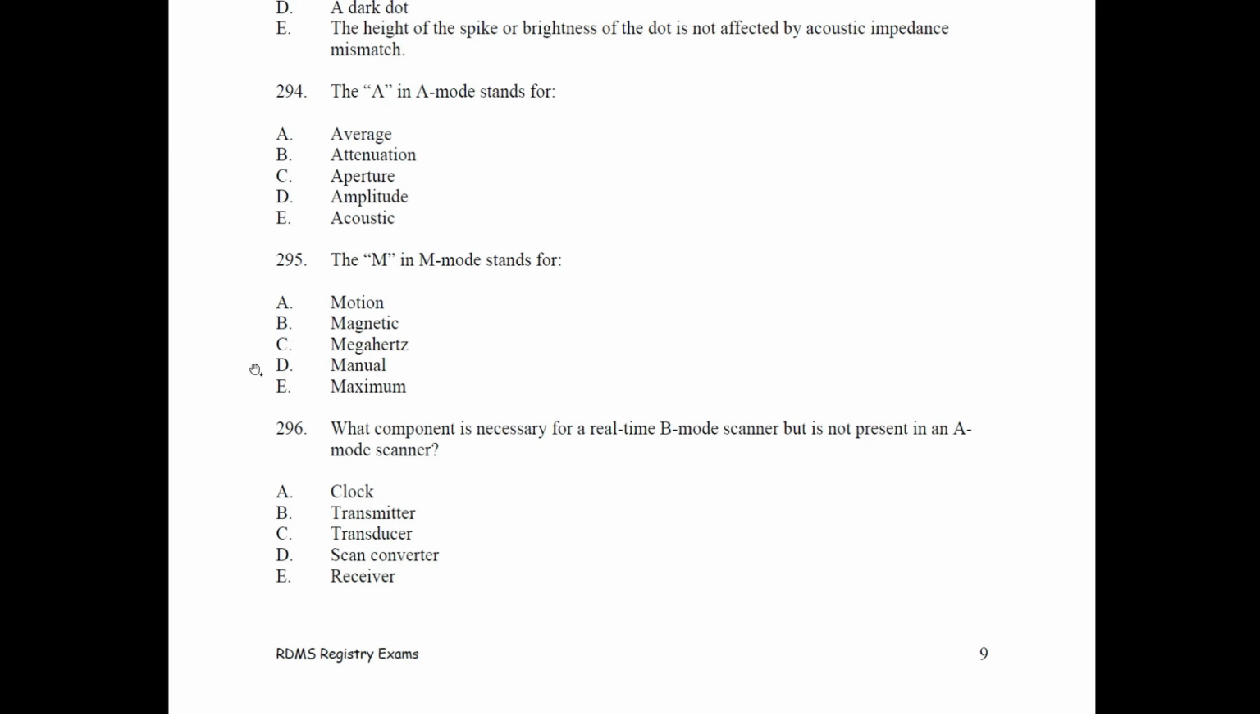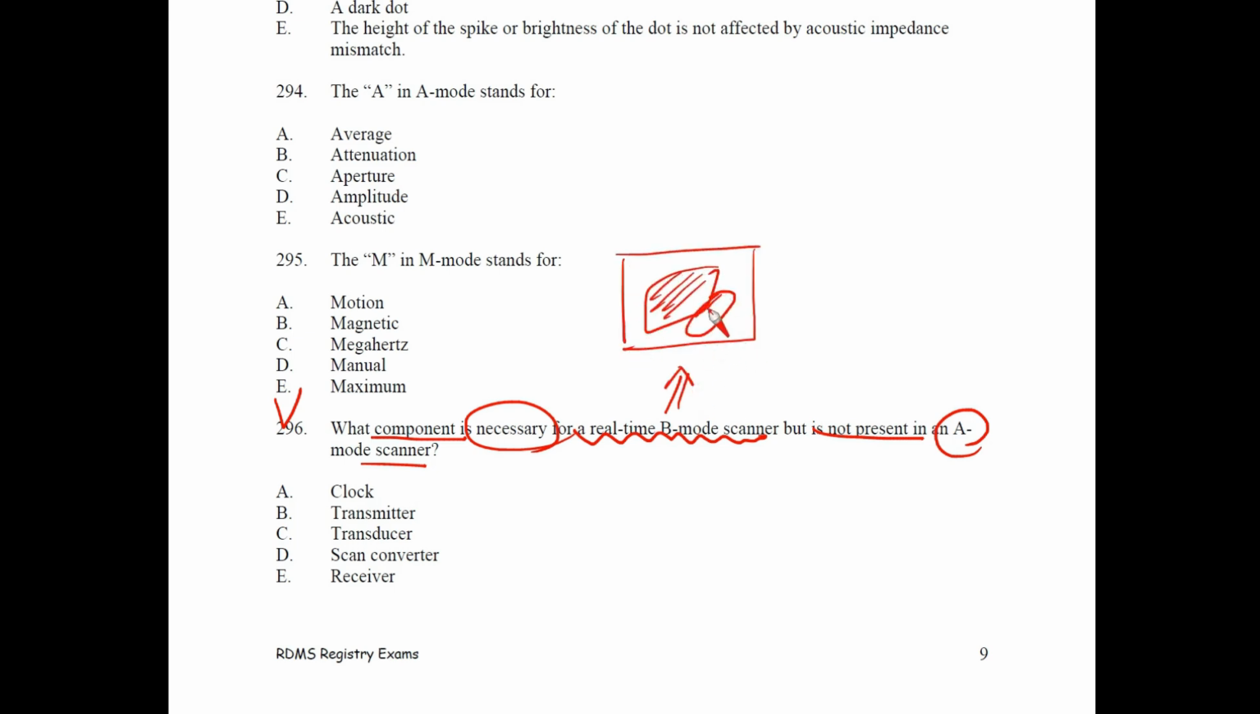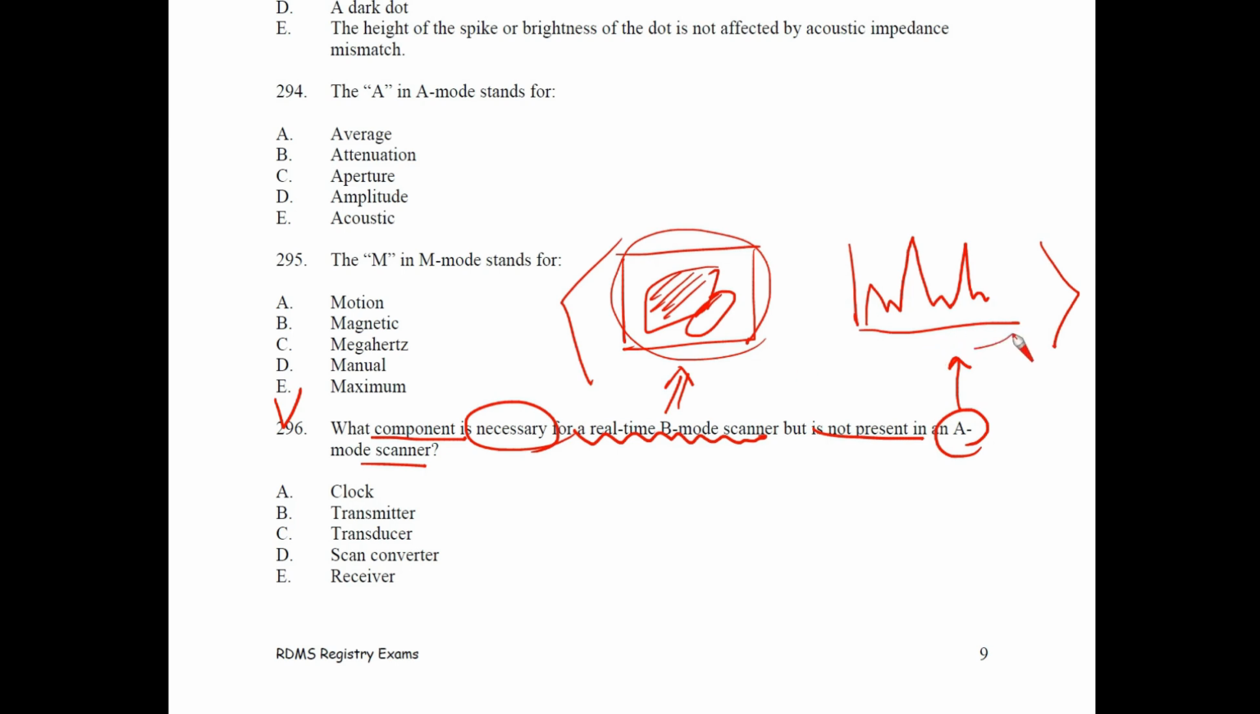Next, let's move on and look at question number 296. For this question, you just need to understand the content for reference. It asks which component is essential in a real-time B-mode scanner but does not appear in A mode. To summarize, in the case of B mode, a specific image is produced. Images of organs like the liver or kidneys are created, whereas in A mode, only the specific waveform that goes out and returns is recorded. So, the biggest difference between these two is whether an image is produced or only the signal is recorded. That's the key distinction. The correct answer here would be option D.